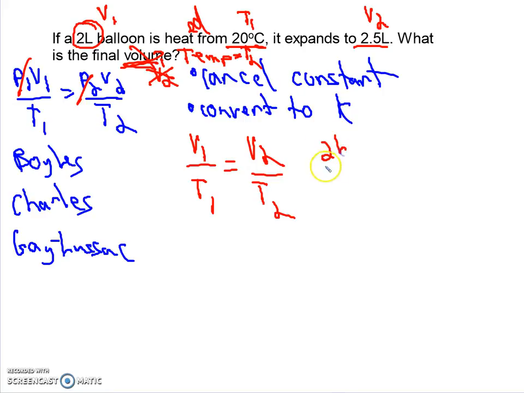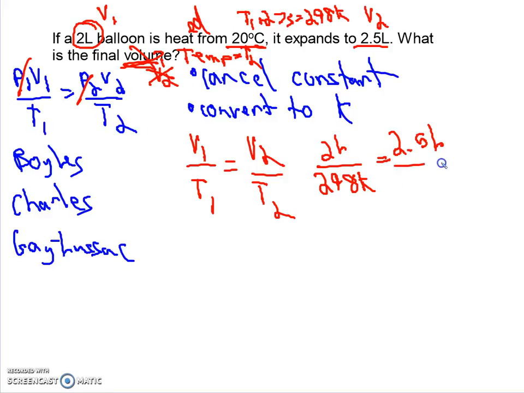Alright, so we plug this in. We get 2 liters over T1. But remember, you have to add 273 to make that Kelvin. So this is 298 Kelvin. 298 Kelvin is equal to V2, which is 2.5 liters, over T2. You could solve for T2 first, by the way, if you wanted to. I'll switch to purple. So we can cross multiply here because the variable we want is on the bottom.